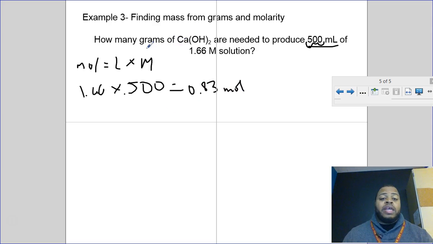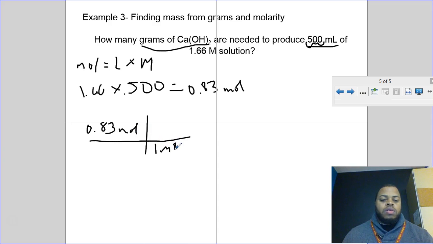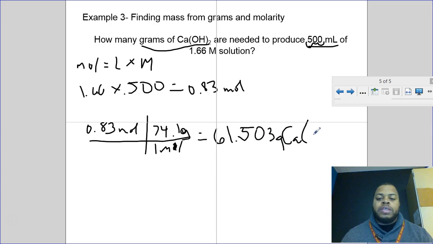But the question doesn't ask me to stop there. It says I need grams of calcium hydroxide. So 0.83 moles, which means since moles is here, 1 mole comes down, and the mass of calcium hydroxide goes to the top. Well, 40.08. Then I have 2 hydrogens, and then I have 2 oxygen. And I came up with a mass of 74.1 approximately. Well, let's plug it in. 0.83 times, since it's above the line, 74.1 equals 61.503.